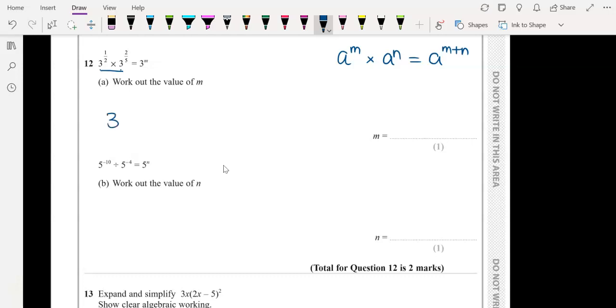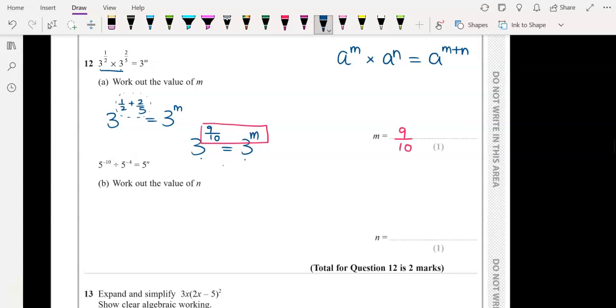Since it is multiplication, we add the powers: 1 upon 2 plus 2 over 5 equal to 3 power m. When you add the two fractions, you get 3 to the power 9 over 10 equal to 3 to the power m. Now since bases are equal, we can equate the powers. So value of m is 9 over 10.